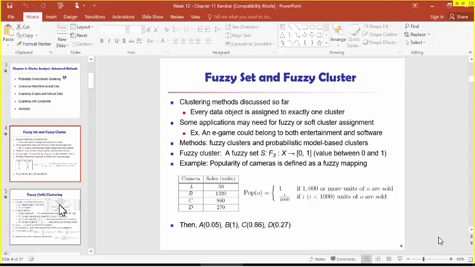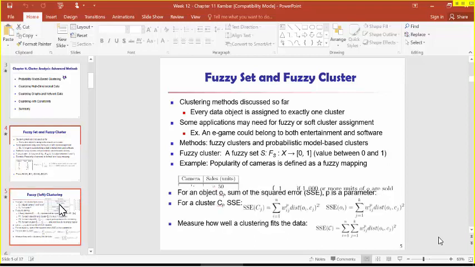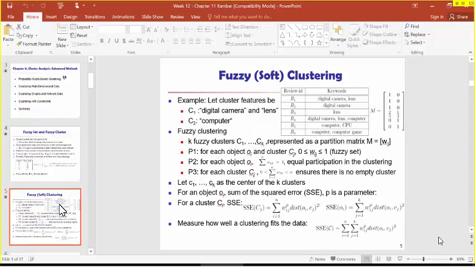In this method, we make some fuzzy clusters which are based on probabilistic models. In previous methods, every data object is assigned to exactly one cluster. But as you know, fuzzification tells us that it is not a hard clustering method. It's a soft clustering method, and we can partition the data into fuzzy sets, and for each fuzzy set we find the fuzzification value or degree of fuzziness.